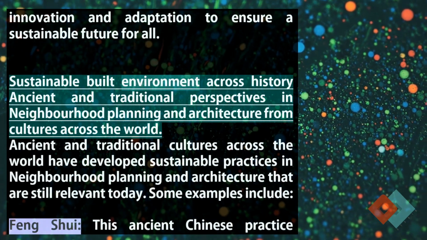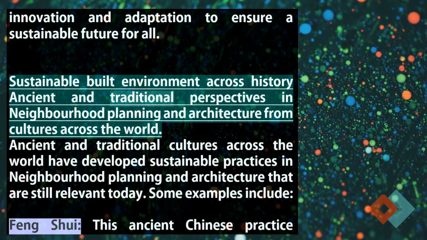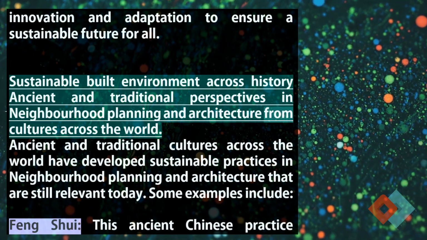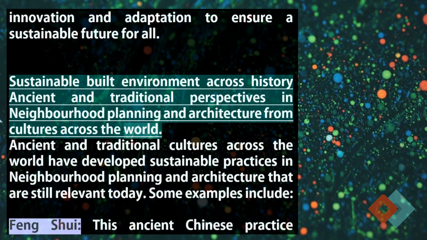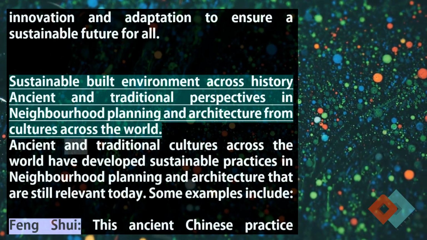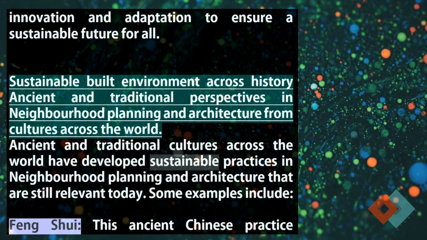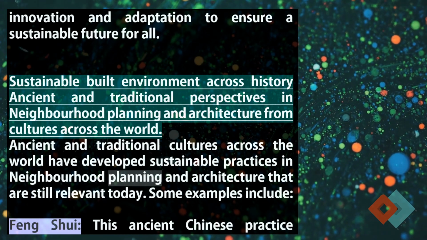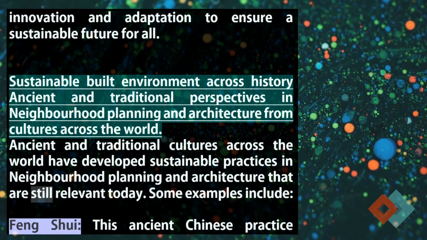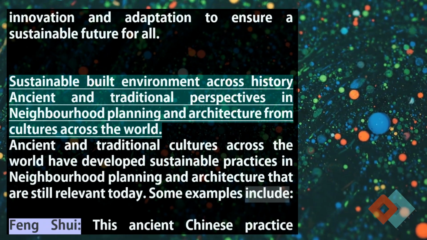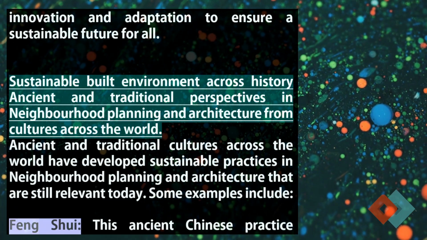Sustainable built environment across history. Ancient and traditional perspectives in neighborhood planning and architecture from cultures across the world. Ancient and traditional cultures across the world have developed sustainable practices in neighborhood planning and architecture that are still relevant today. Some examples include Feng Shui.